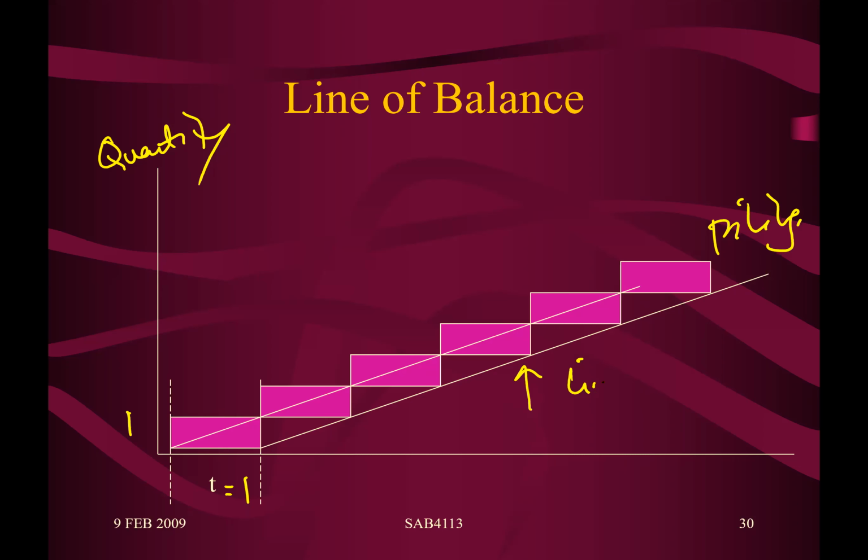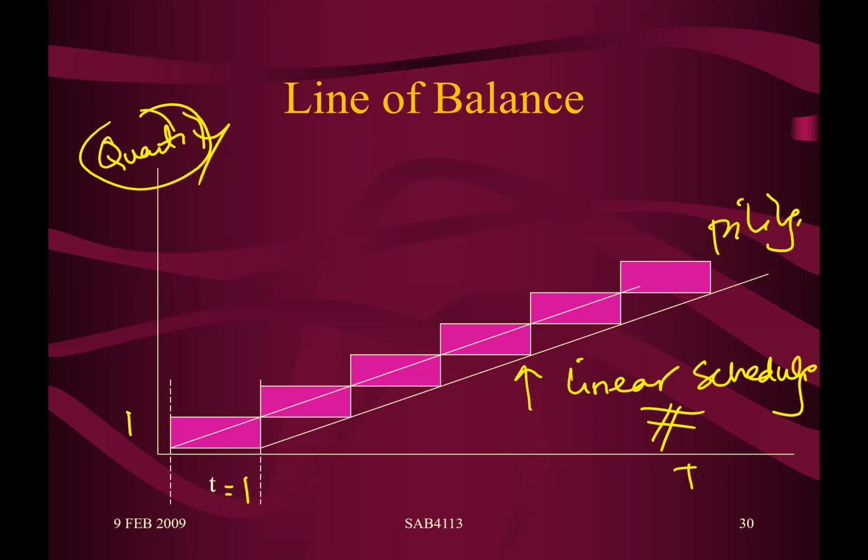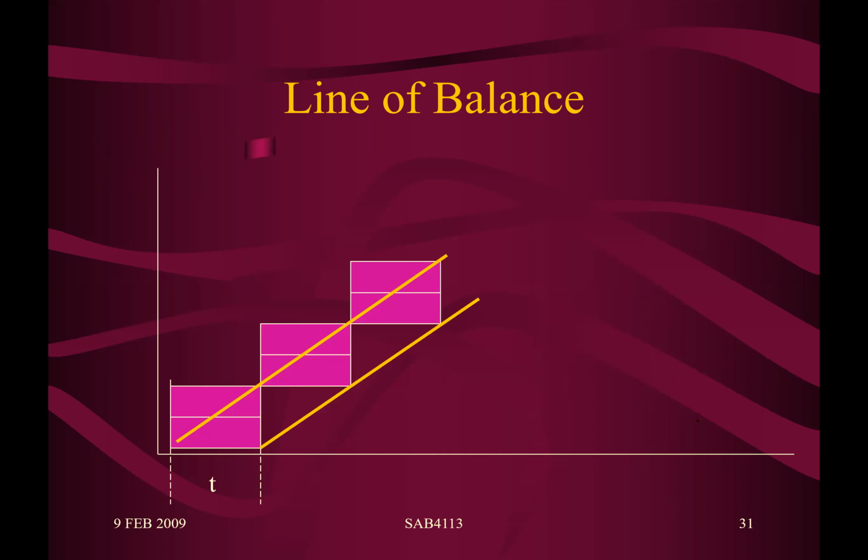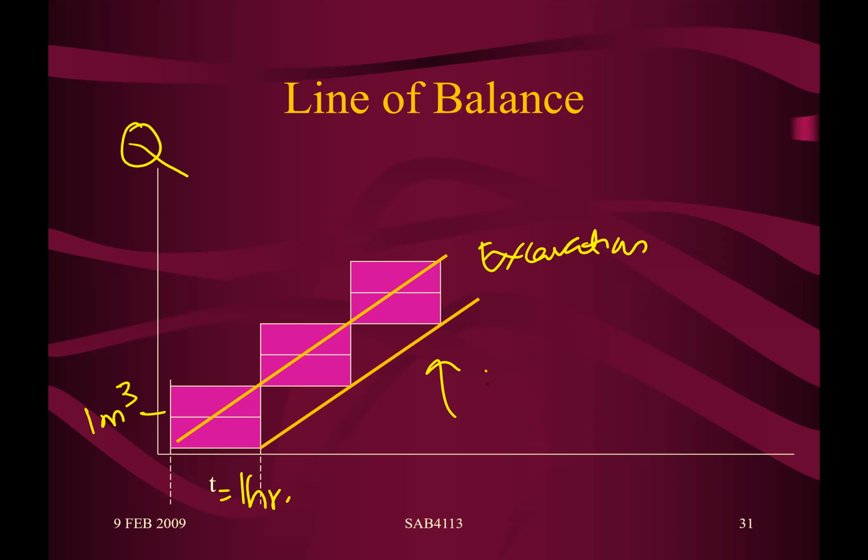A line of balance is sometimes called linear scheduling. Why? Because it equates the quantity of the work and the time of the activity. And similarly, for another activity, let's say excavation, how much work can be excavated? Maybe 1 cubic meter could be equivalent to 1 hour, whatever. If we need 2 cubic meters, then 2 hours, etc. So this could be another line.